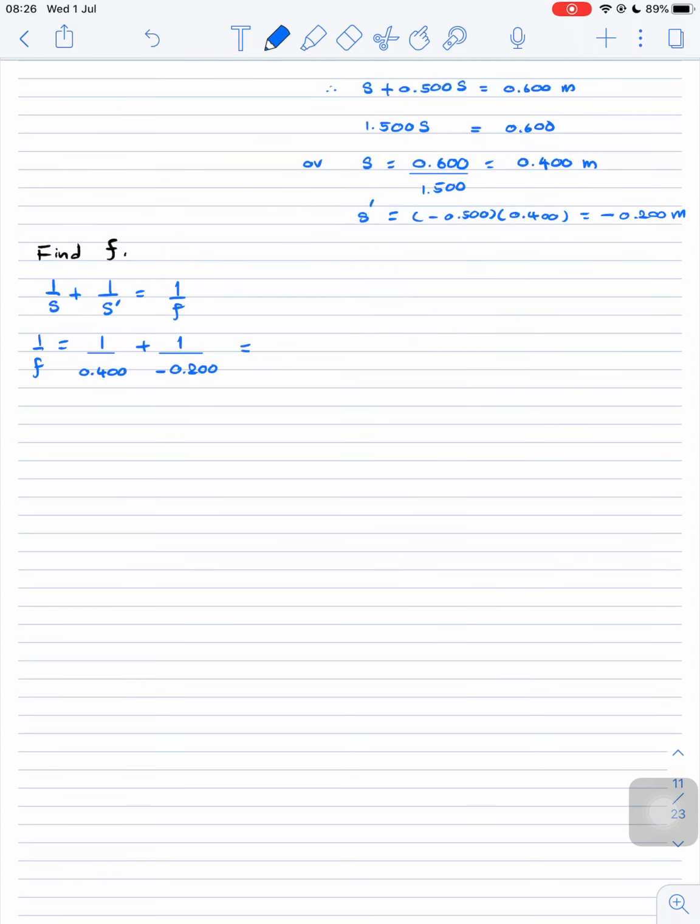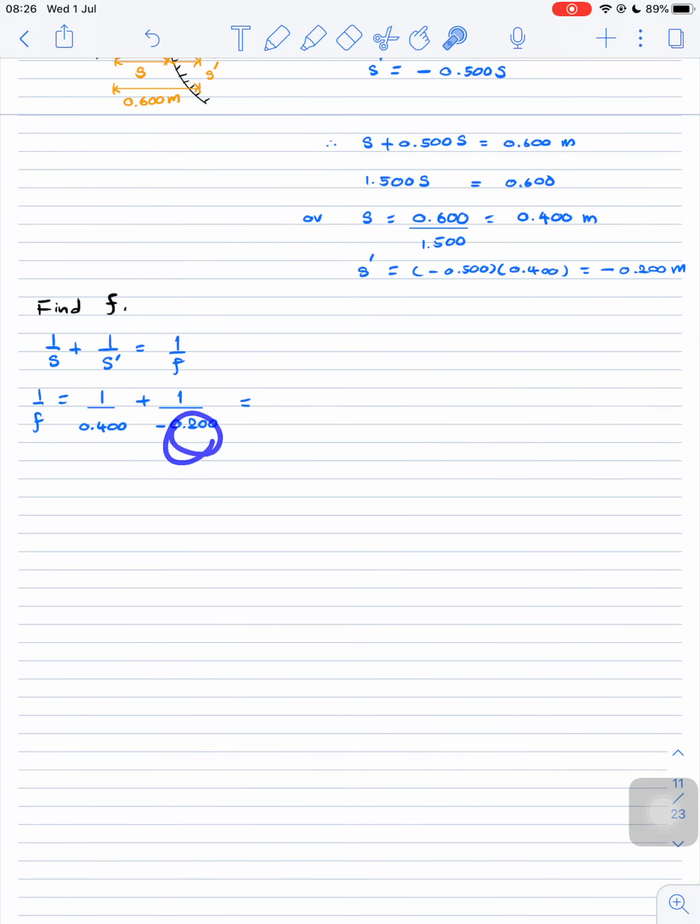Then we need to have the same denominator, so just multiply by 2. We have 1 minus 2 over 0.400, which is equal to minus 1 over 0.400 here. So finally we can get that the focal length is equal to negative 0.400 meter. This is the answer.